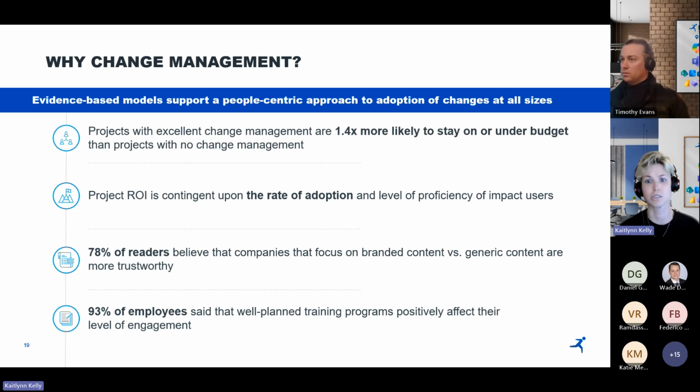So to help encourage those adoption numbers, we do see that users tend to engage with and believe branded or organization-specific content rather than generic content. And 93% of employees believe that a really well-planned training program affects their engagement. So if we want to reach those really high time save numbers in an efficient manner, we need to drive home specific messages that reach users effectively.